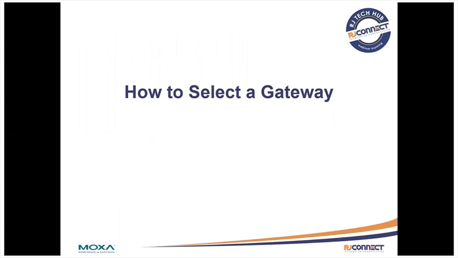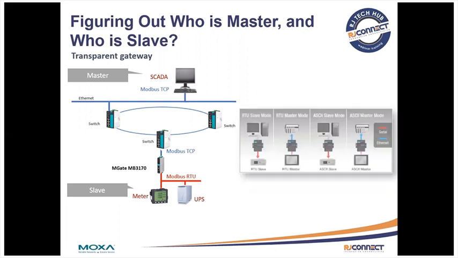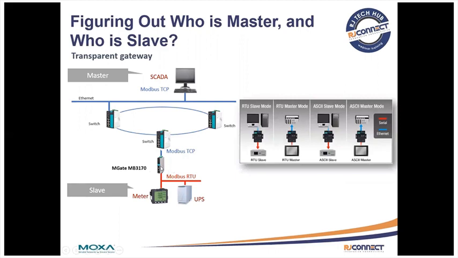So, how do we select a gateway? Moxa has made it quite simple, but first we need to take a look at who is our master and who is our slave. With a transparent gateway, we typically find that our slave devices just need to communicate with our SCADA. So we need a transparent converter, like an MGate MB3170, which can have multiple devices on the serial bus, up to 32 according to the Modbus standard. And we can have multiple SCADAs or multiple masters connecting to those same slave devices.